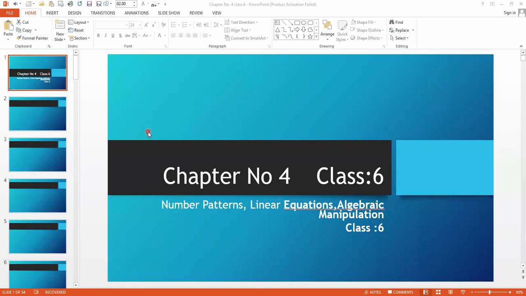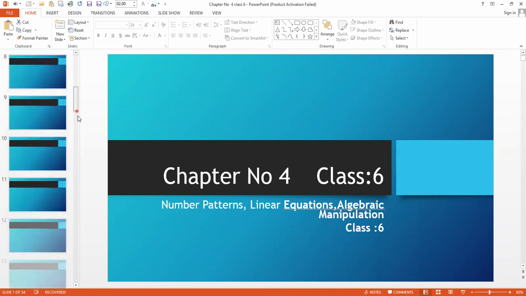Today we have to do chapter number 4. As you already know, it is related to number patterns which we have done last week. Now today we have to do linear equations. Okay, who will tell me what is the meaning of linear?